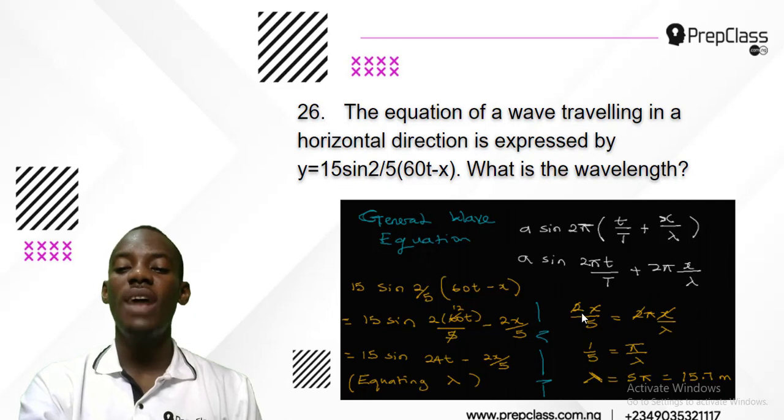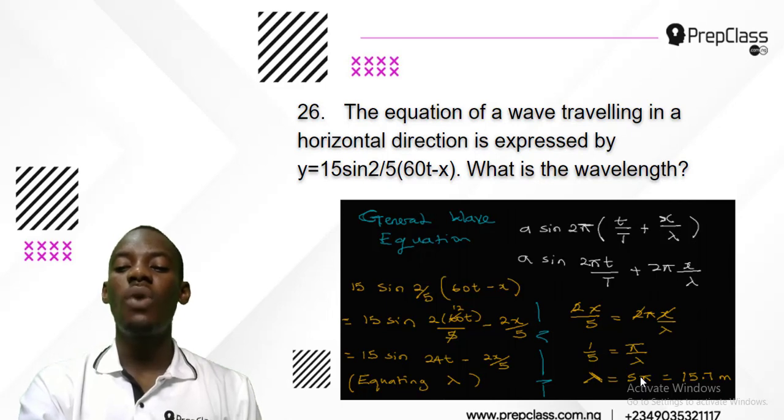And that's what I have here. 2x over 5 equals 2 pi x over lambda. So if I cut out, the 2 is common and x is common. The 2 cancels 2, x cancels x. I'll be left with 1 over 5 equals pi over lambda. So if you cross multiply, lambda times 1 is lambda, and 5 times pi is 5 pi.